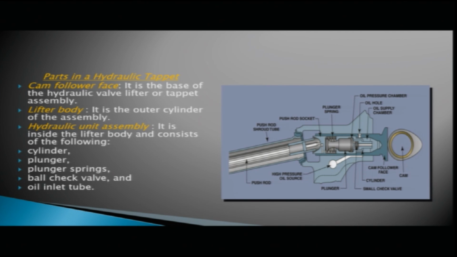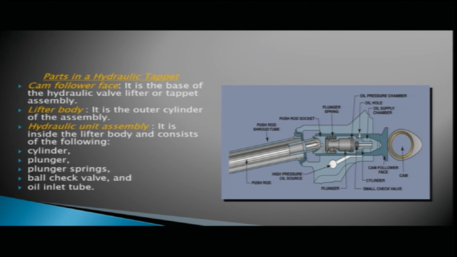First is the cam follower face. This is your cam follower face here. It is the base of the hydraulic valve lifter or tappet assembly. So this is the base of your lifter body. It is the outer cylinder of the assembly. So this is your lifter body, the outer cylinder of the assembly. The hydraulic unit assembly is inside the lifter body and consists of the following.